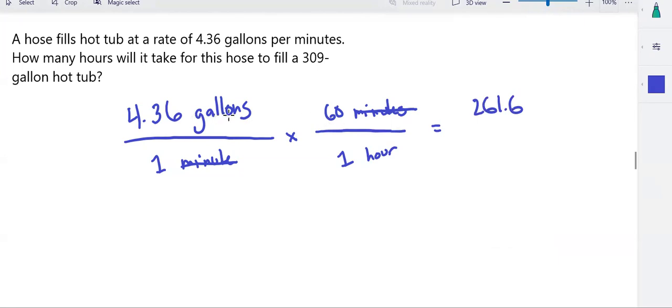And the unit left over, the unit I didn't cancel, is gallons. Put gallons here. And in the denominator, I just have 1 times 1, which is just 1. That's nice. And the unit that I didn't cancel, the unit that's left, is hours. So I have now converted my rate into gallons per hour. This is good because I'm looking for a final answer of hours. So I haven't gotten that yet.